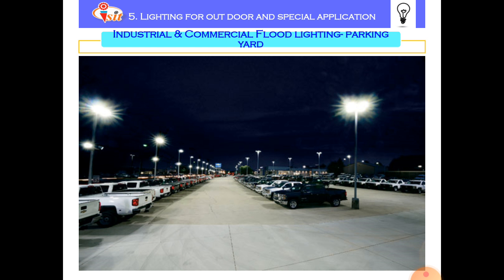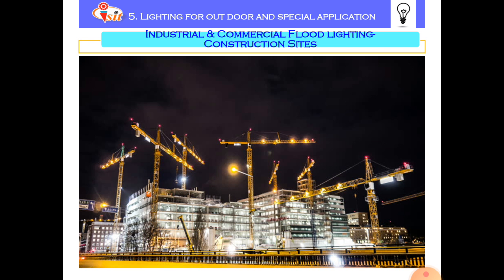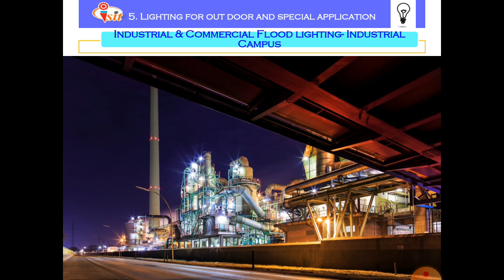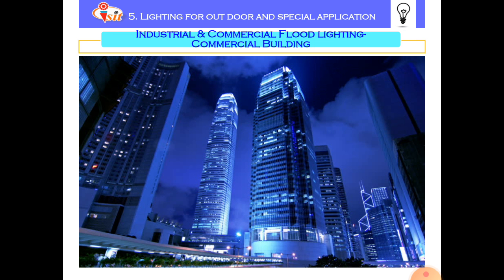In the parking yard, floodlights are also used for the convenience of motor vehicles. And the construction site: big construction sites are running at night time also. To facilitate all types of construction work, floodlights are required. Next is where this kind of work is going to be continued at night; the floodlights are required. Again, in the industrial campus at night, the floodlights are used to illuminate the industrial campus. The next one is floodlighting used for the illumination of commercial buildings.